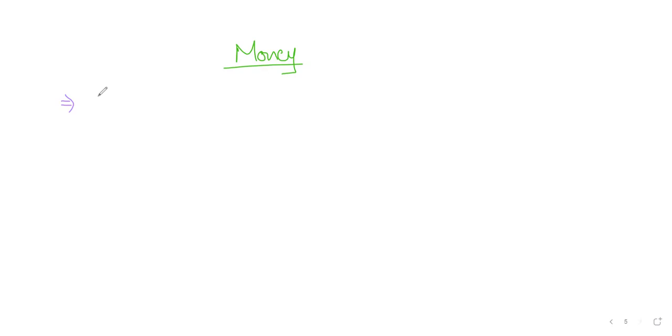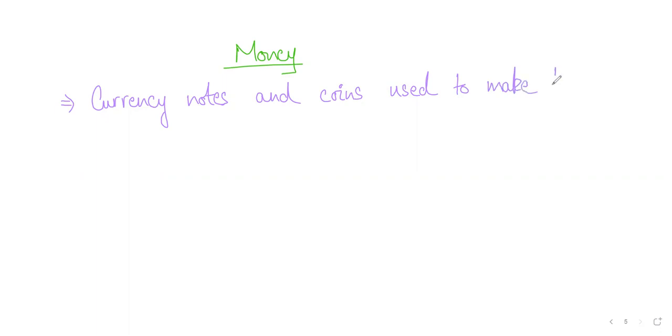Now, money in the very simplest definition is the currency notes and the coins that we use to make our transactions, right? So we always talk about money, we always talk about cash, right? Every economy almost has some coins, some of its money is in the form of coins, right? Currency notes and coins used to make transactions is the simplest definition of money, right? This is making sense, right? But it doesn't stop over here, right?